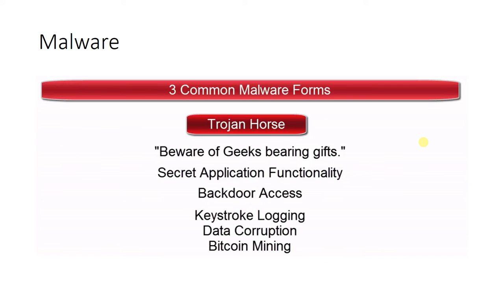A Trojan horse is an application in which the author has included functionality which is kept secret from the user. The functionality is of a type that the user would not accept if they were aware of it. Most commonly, the functionality provides backdoor access to the system on which the application is installed, but any other functionality may be inserted. Examples include keystroke logging, data corruption, and the use of computational resources for such things as Bitcoin mining.